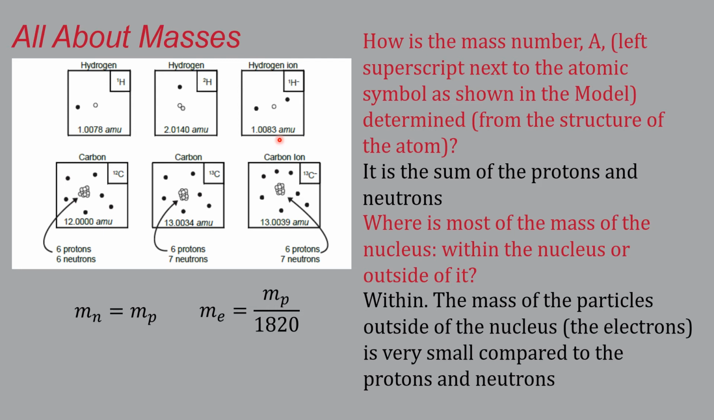The mass of the electron, however, is a little more than 1/2000th, or 1/1820th, of the mass of a proton. So while electrons do have mass, it's just a lot smaller. And again, you can see here that you have to take the mass out to the 4th decimal place to see that difference. So practically speaking, almost all of the mass is in the nucleus and not outside.